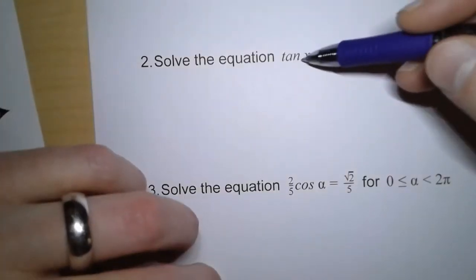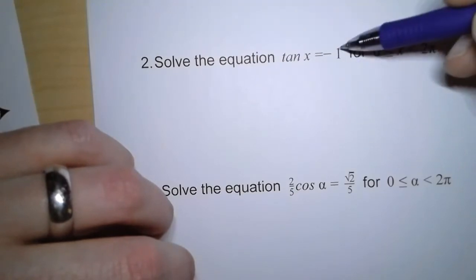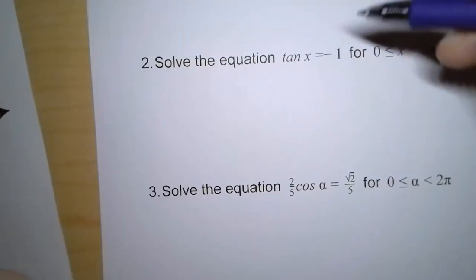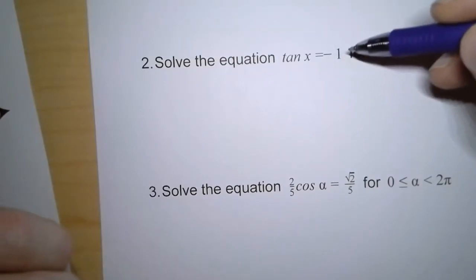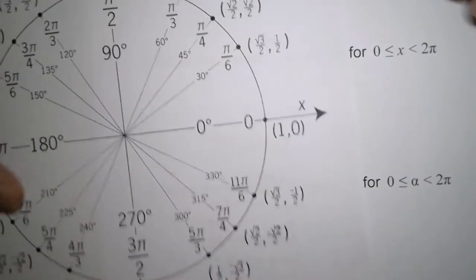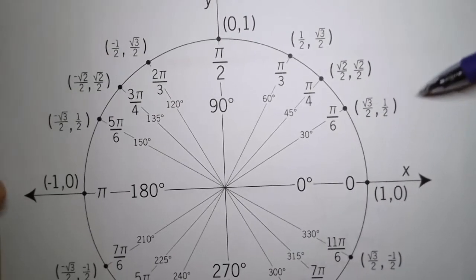Now, if we stop and think about that, tangent we get by dividing sine over cosine. And the answer we get is -1. Well, if we divide two numbers and get -1, what does that mean? That means the numbers we got were opposites. So what we're looking for is points where sine and cosine are opposites.